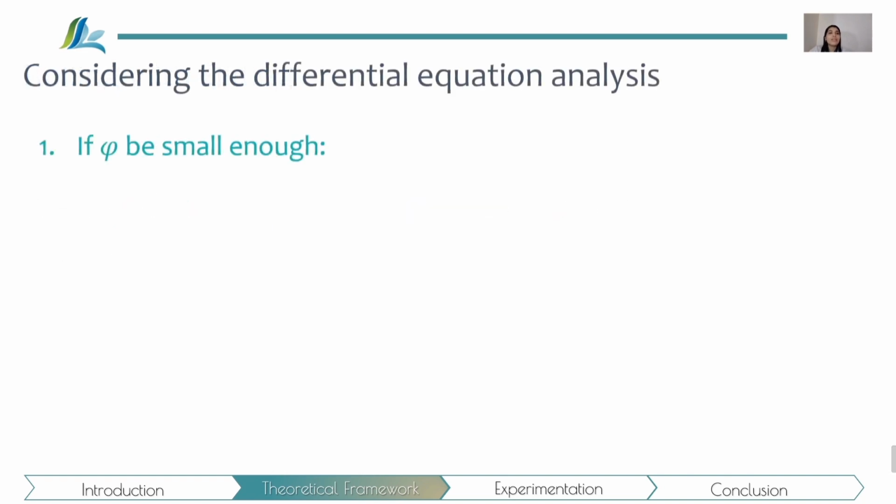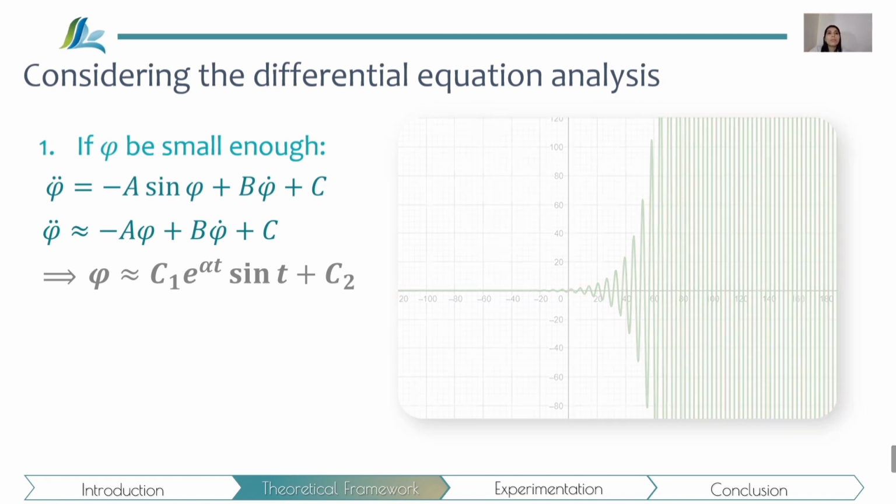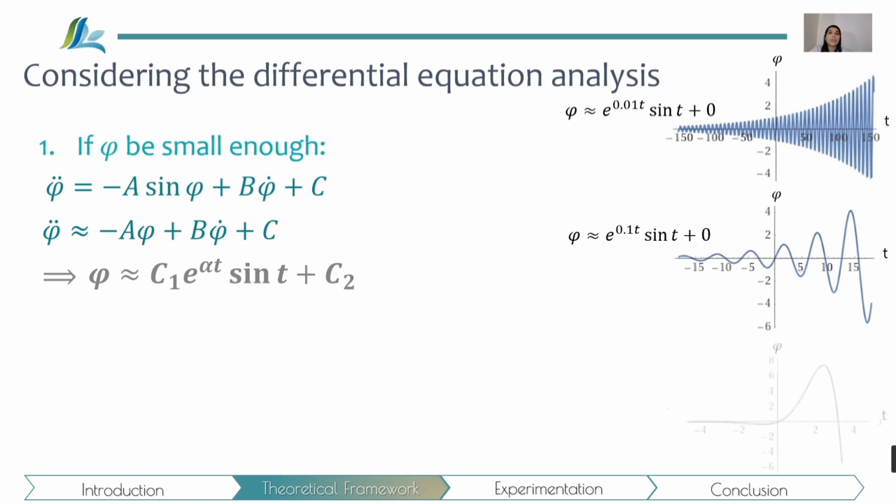If phi in the differential equation becomes small enough, this is the formula, where C1 and C2 are fixed multiplication constants. According to the screw's specific characteristics, for a small angle of phi, the charts are going to look like this with different coefficients.